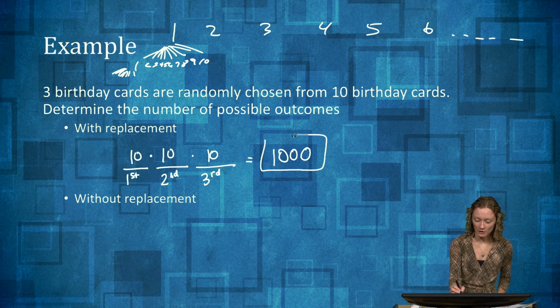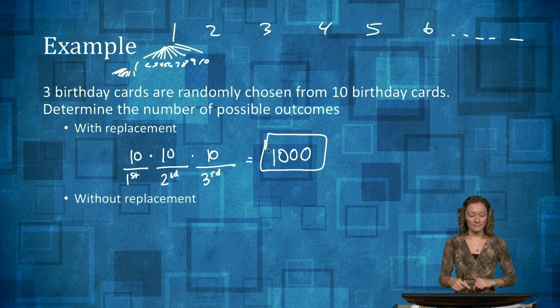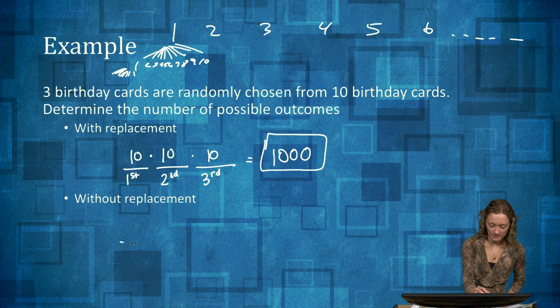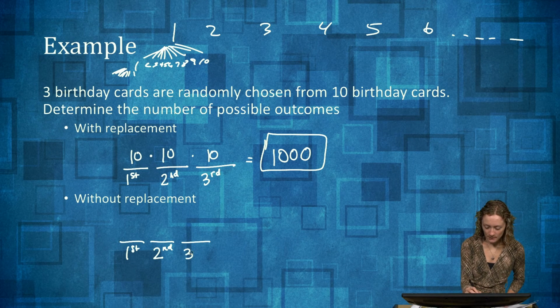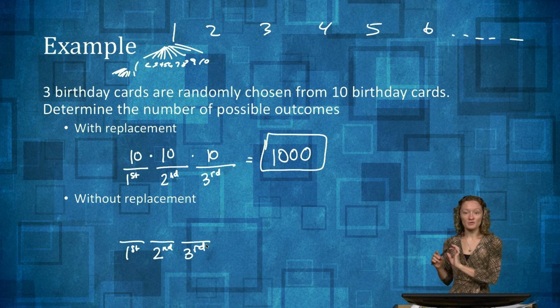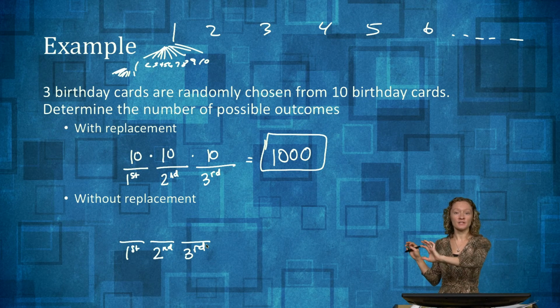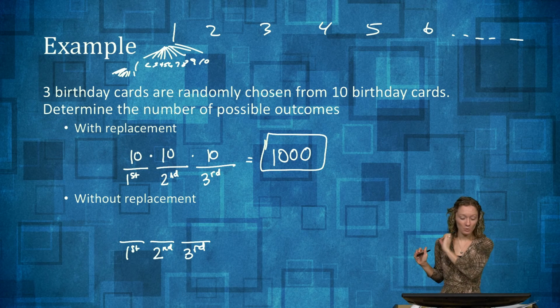1,000 different ways this could occur. Okay, how about if there's no replacement? The experiment is the same. We're choosing 3 different cards, but now these are 10 unique cards; there are no copies of them. They're each one of a kind.